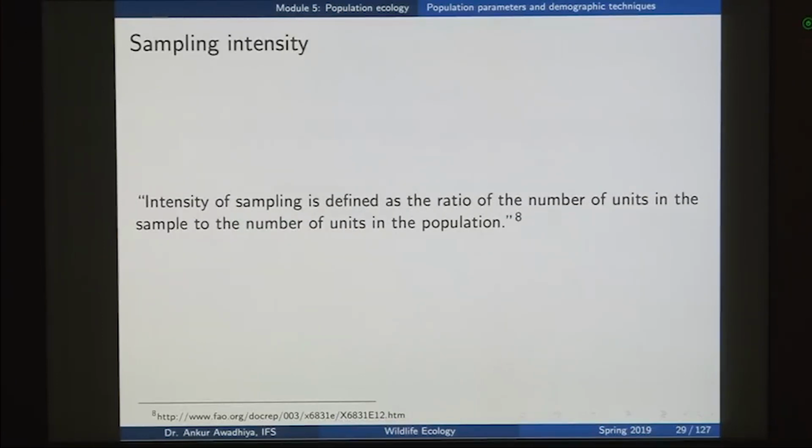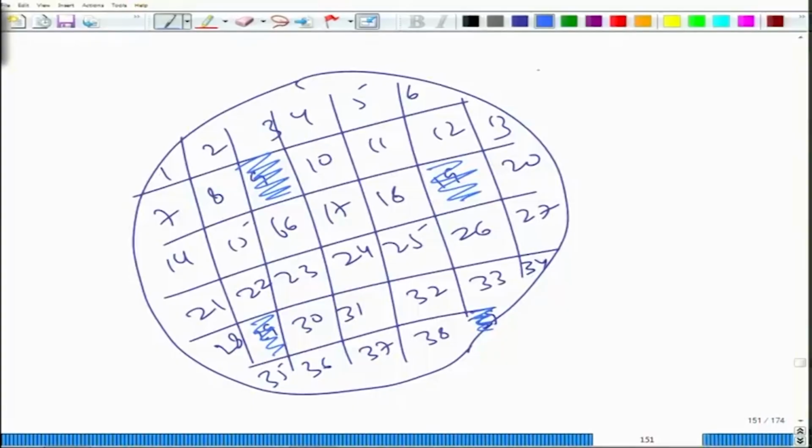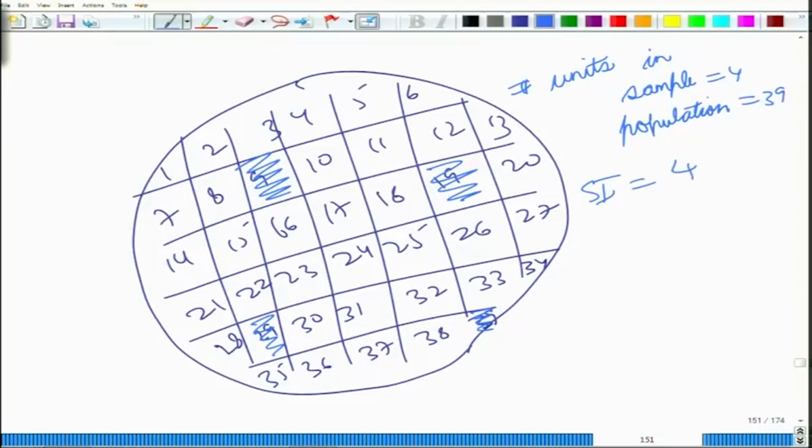Next, we have sampling intensity. Sampling intensity, or intensity of sampling, is defined as the ratio of the number of units in the sample to the number of units in the population. So, in this particular case, our number of units in the sample is 4 and the number of units in the population is 39. So, in this case, sampling intensity is given by 4 by 39.